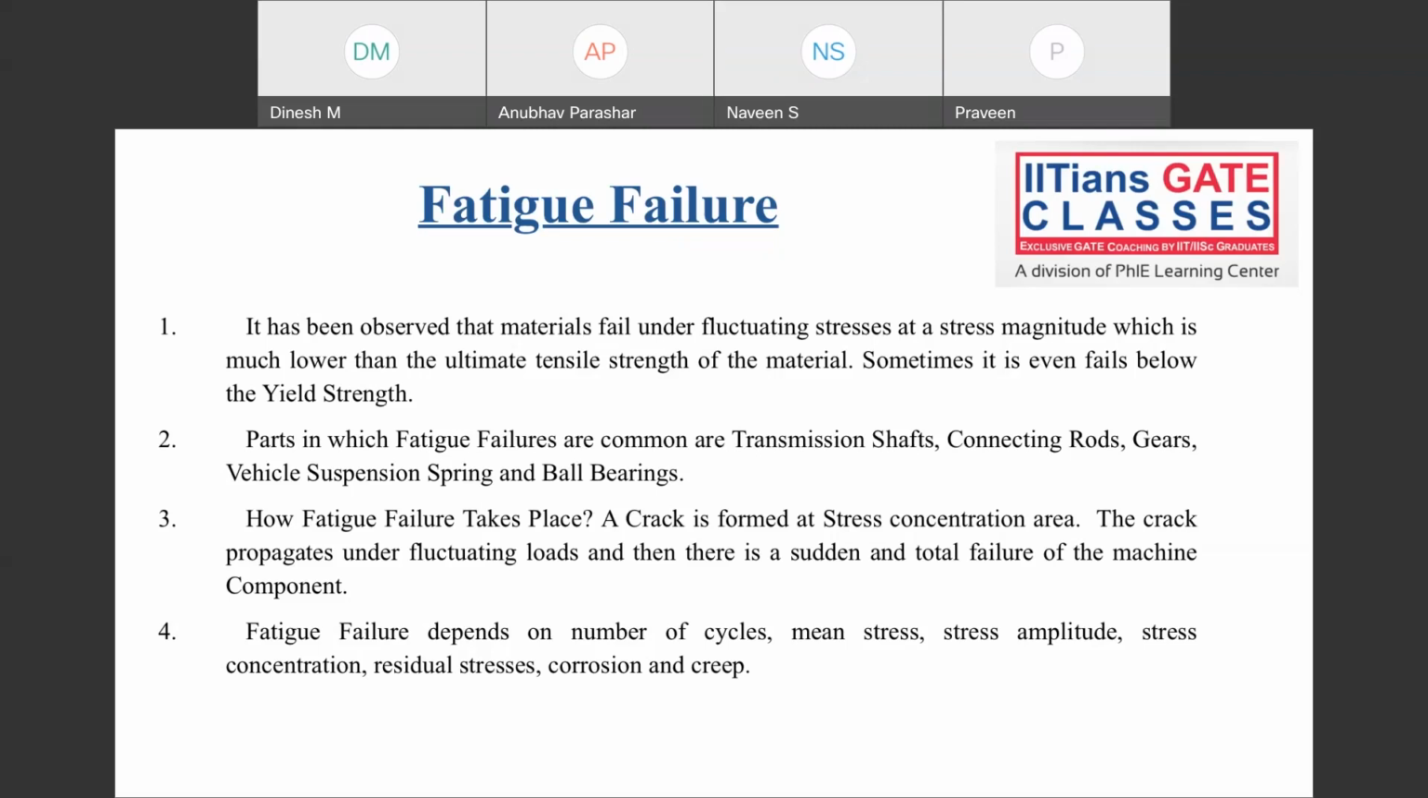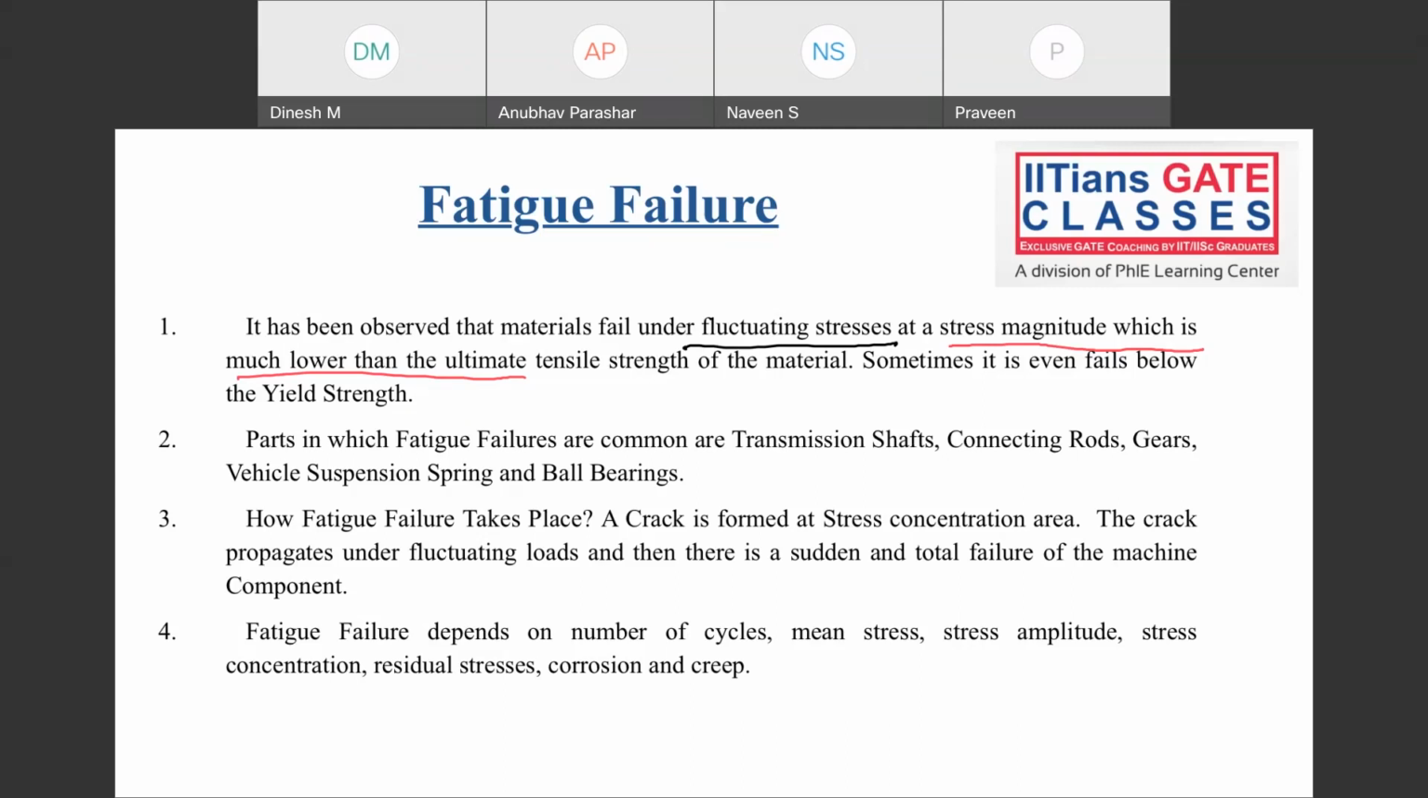So it has been observed that materials fail under fluctuating stresses. We have seen what is fluctuating stresses last class, right? So the material fails under fluctuating stresses at a stress magnitude which is much lower than the ultimate tensile strength. So you've already seen that a ductile material is designed for the yield strength, right? And a brittle material is designed for the ultimate tensile strength, right? So we are talking about one that is the ultimate tensile strength right now.